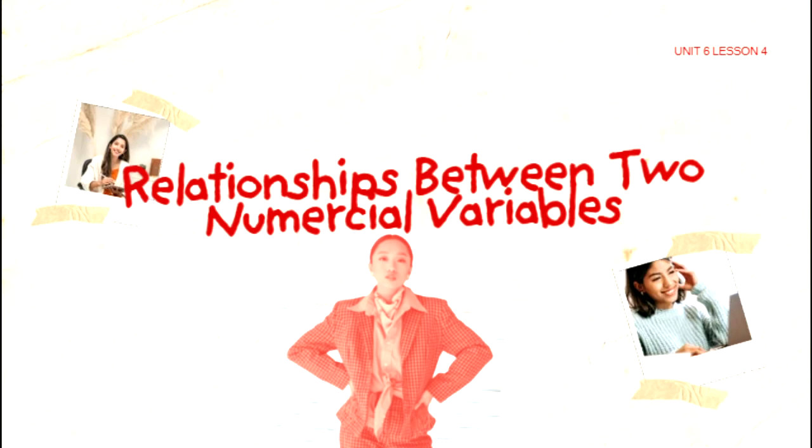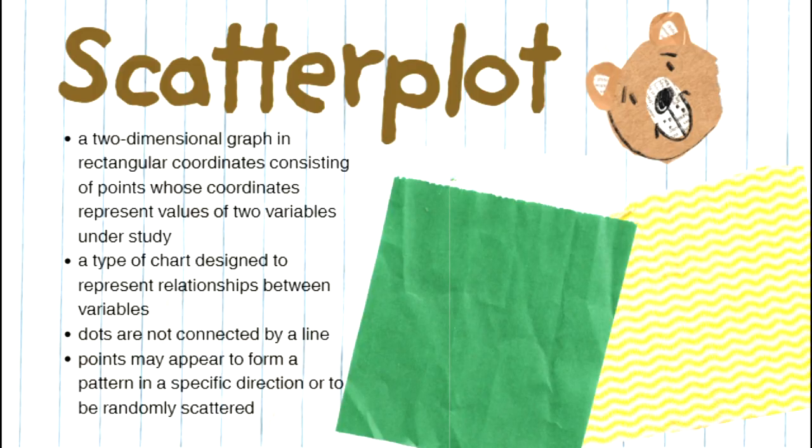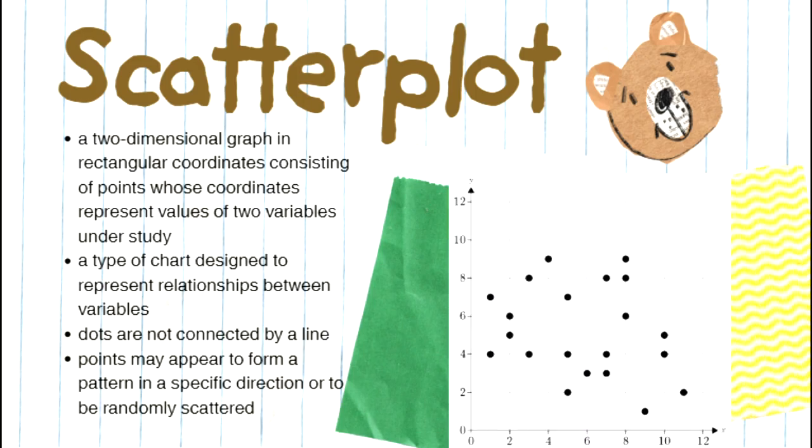Guys, this is Unit 6, Lesson 4, Relationships between two numerical variables. We're going completely opposite of what we've been doing so far. We're going to talk about scatter plots, and guess what? I have a graph that's not showing up. There we go, we have it back now.